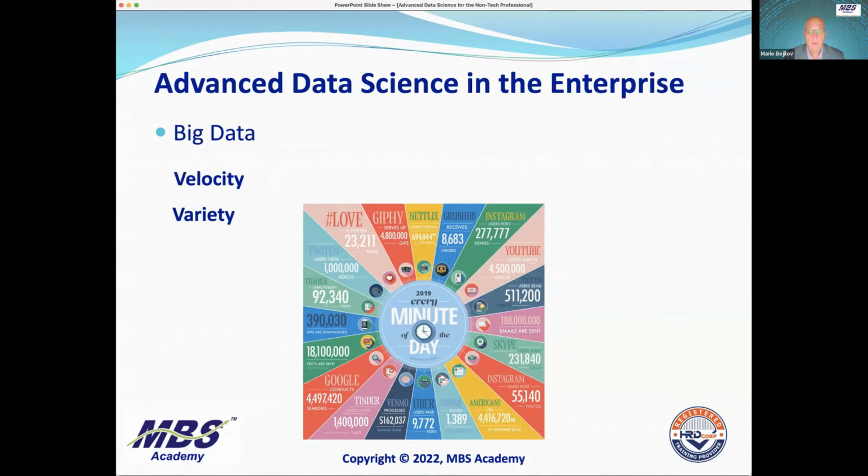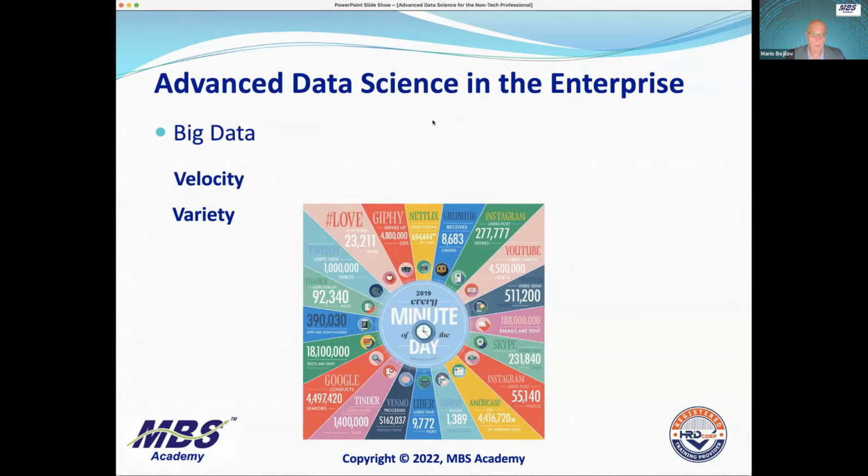Then if we look at Uber at the bottom, every minute users take 9,772 rides. Probably something similar for Grab, if not higher, because Grab is operating in pretty much the whole of Southeast Asia at the moment. Okay, so this is the type of data that we need to analyze.